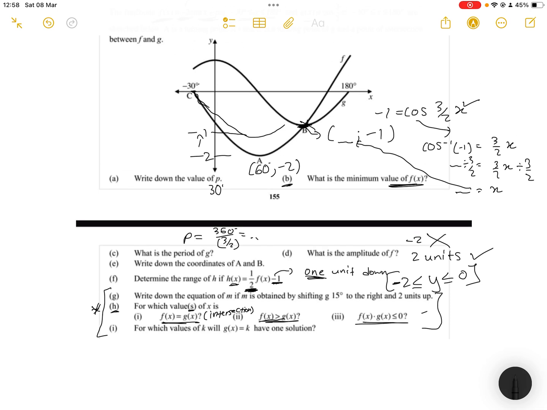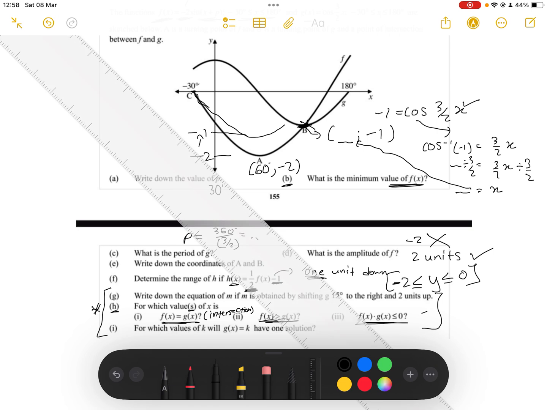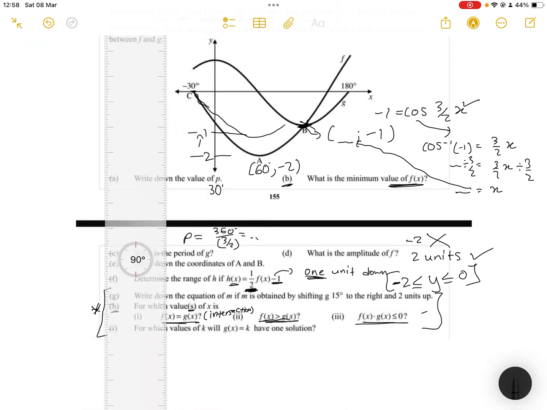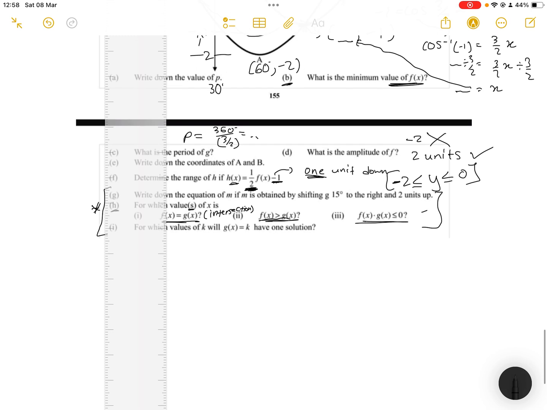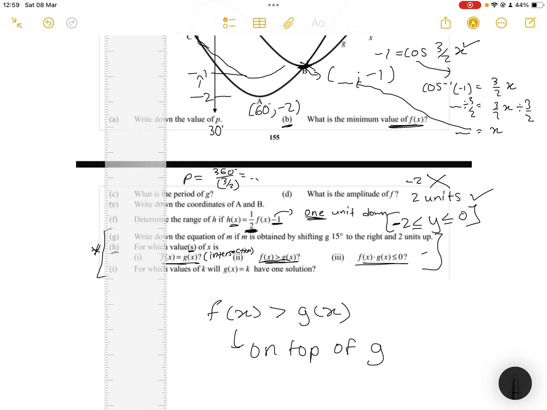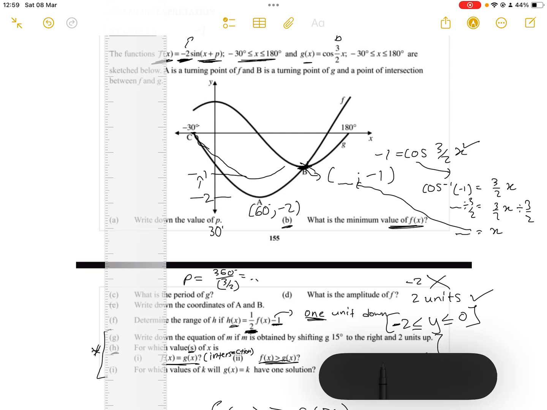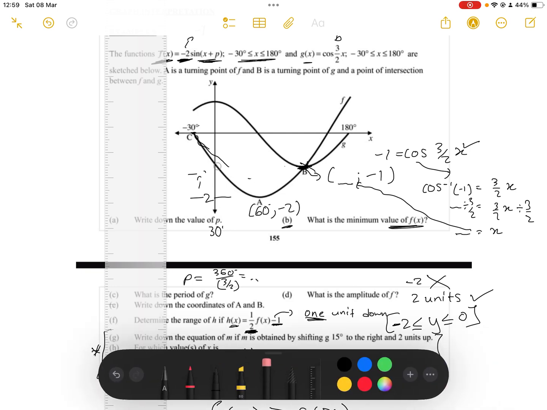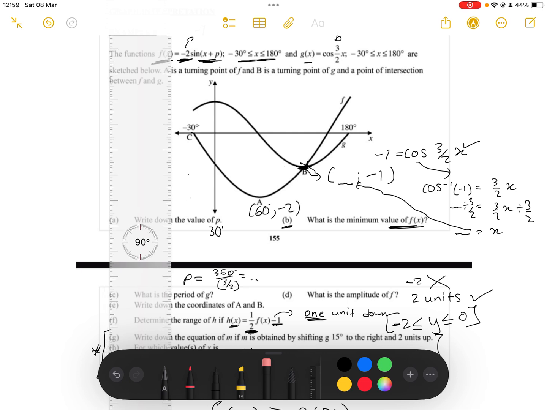When they say f at x is greater than g at x, you're going to use your ruler. That means the graph of f must be on top of G. If you find a section where f is on top of G, then you have the correct interval. But if G is on top, that is not the correct interval that you want. How are we going to determine that? Watch and learn. So you use a ruler. Always use a ruler. Start here.